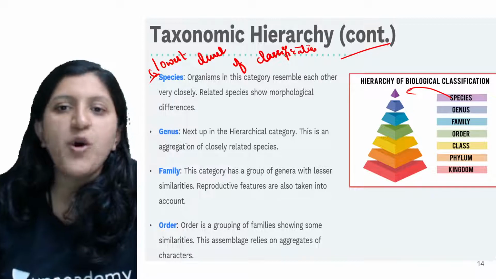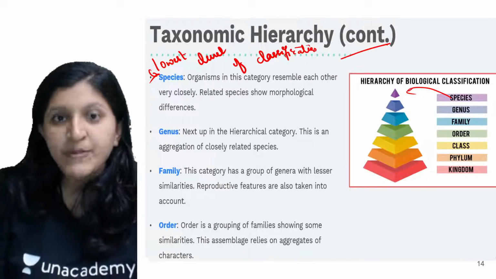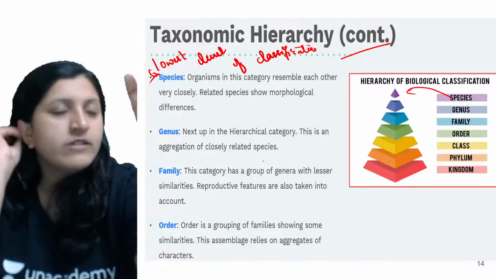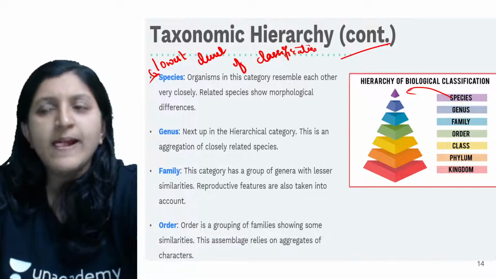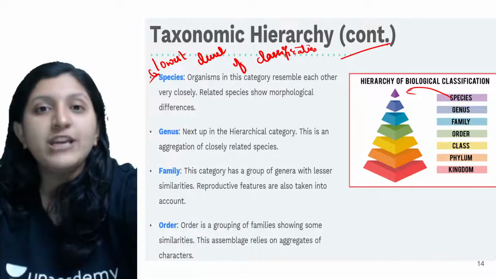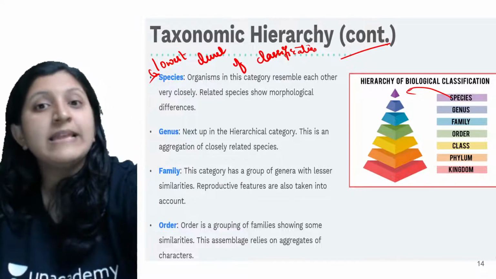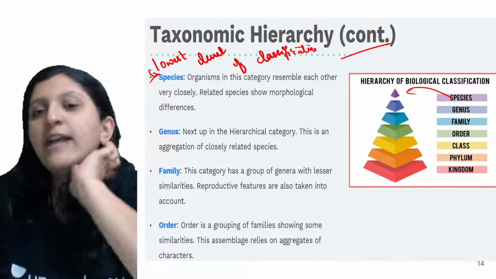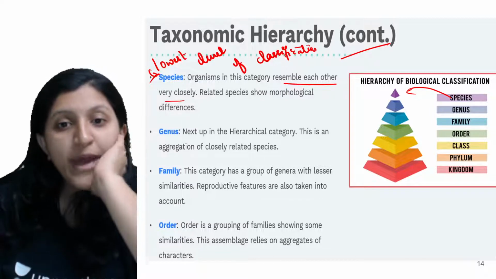So species: organisms in this category resemble each other, because they belong to the same species. Let's say there is a mango plant. In the mango plant you can find variation. Different types of mangoes are there, but they still belong to the same species itself. So organisms in this category resemble each other very closely.